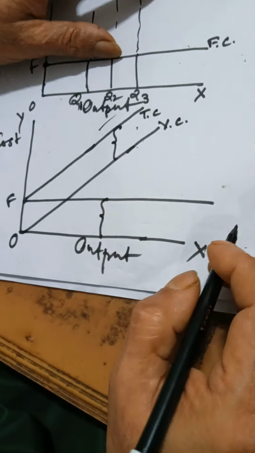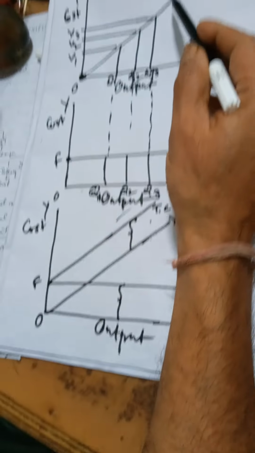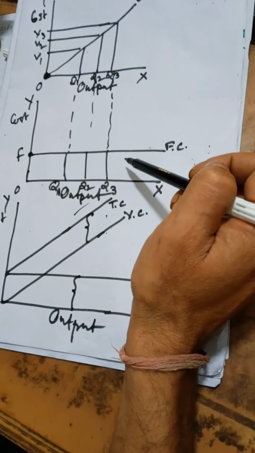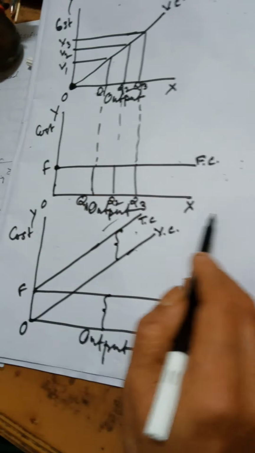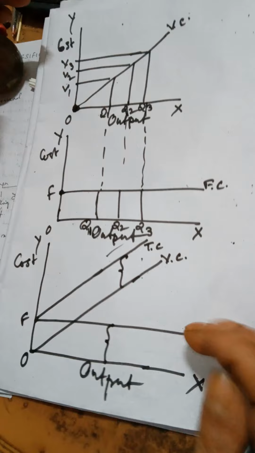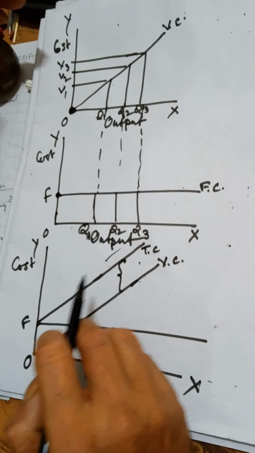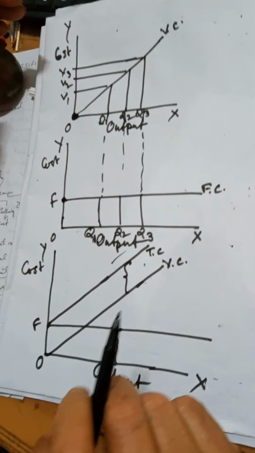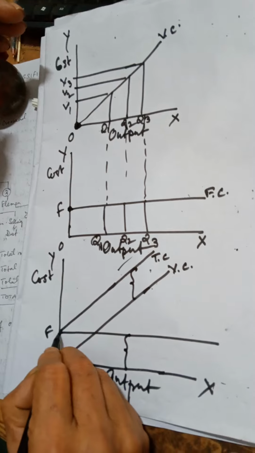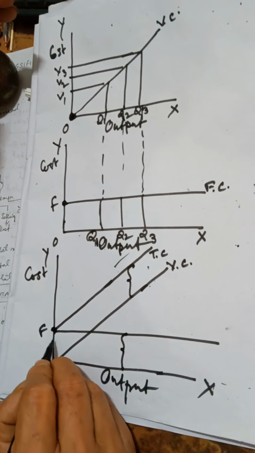Okay, so variable cost is an upward sloping curve starting from the origin. Fixed cost is a straight line parallel to the x-axis, and the total cost is a summation of fixed cost and variable cost, and that is also parallel to the variable cost line. And the total cost line starts from positive intercept of y-axis, since there is a positive fixed cost irrespective of the output.